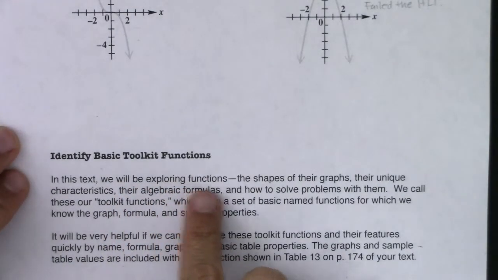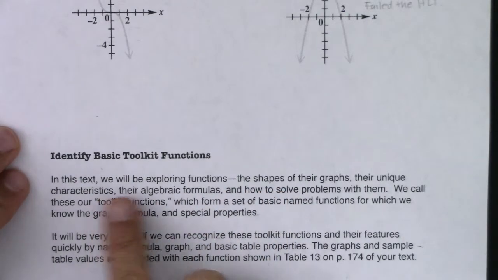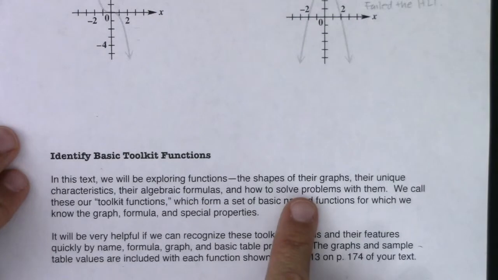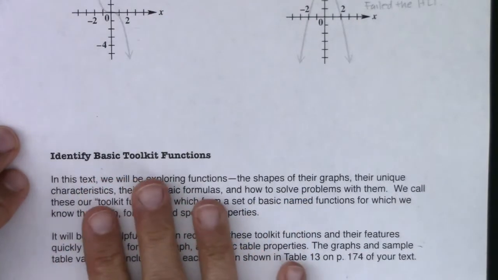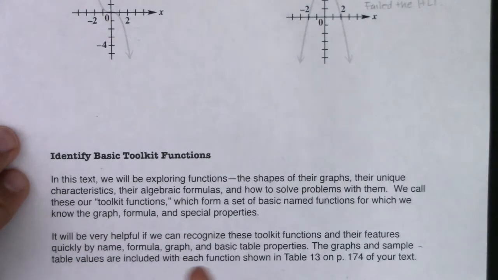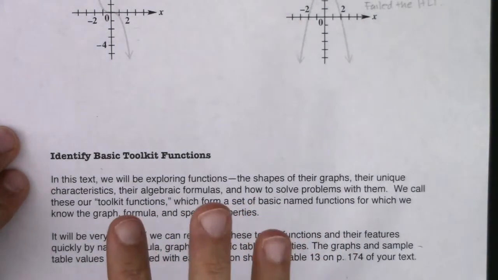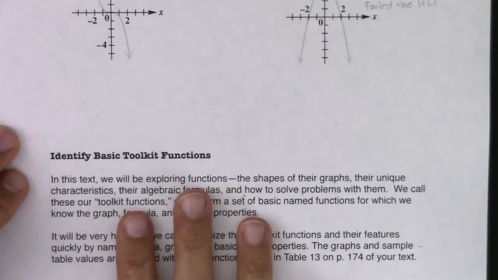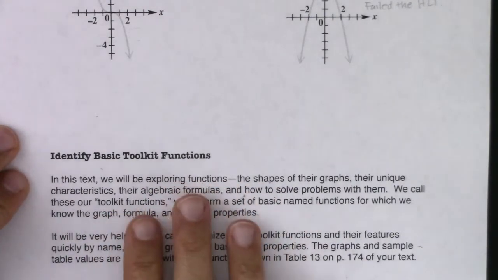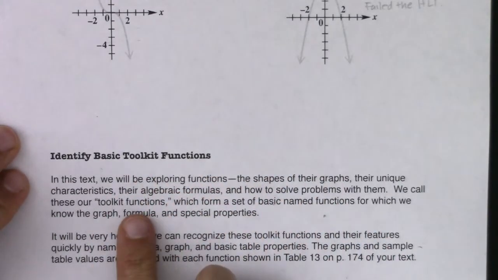So when we're exploring these functions, we need to know the shapes of their graphs, their characteristics, their algebraic formulas, and how to solve problems with them. Your book pinpoints these toolkit functions. It's going to talk about constants and lines and absolute values and quadratics and cubics, all those basic functions that we need to know. And I'm going to flip to my computer in a bit and show you what I'm talking about.